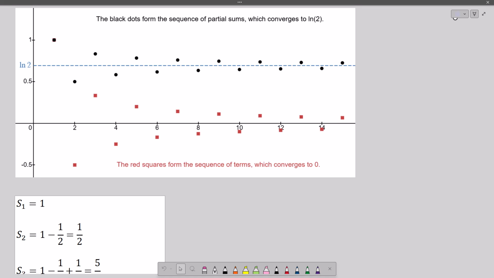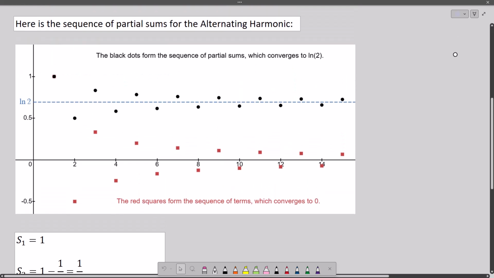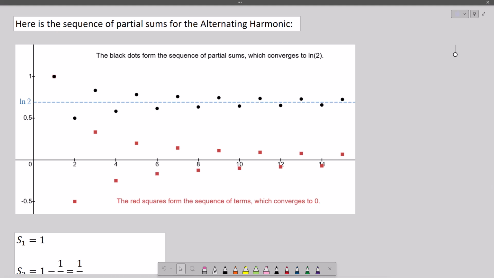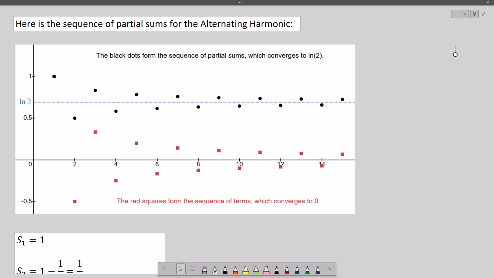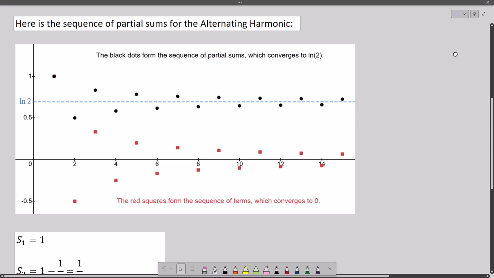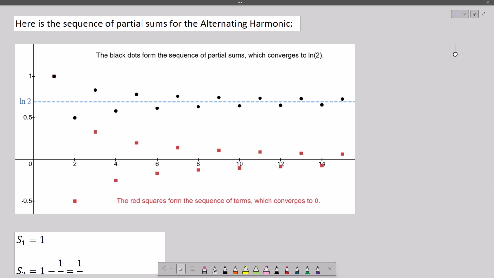It might converge. Well, here's a picture of the partial sums. There's 1. The first value is just the first term in the series. And then 1 minus a half brings us down to 1/2. Then we add a third, subtract a fourth, add a fifth, subtract a sixth, add a seventh, subtract an eighth, etc. And you can see from the picture that the alternating harmonic series converges. If you looked at a table, you would see that it converges to natural log of 2. So the harmonic series diverges, but the alternating harmonic series converges to natural log of 2.